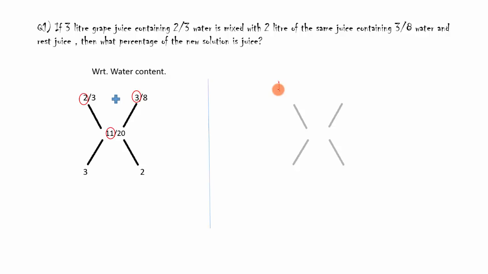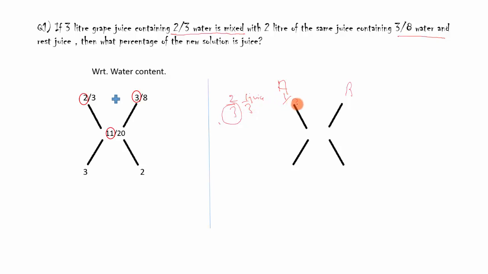So again, we will have here two mixtures, A mixture and B mixture that we are mixing. So we'll see what is the juice content in the A mixture and what is the juice content in the B mixture. Again, according to the question, the A mixture is 2 by 3 water and the B mixture is 3 by 8 water. So what would be the juice? If 2 out of 3 is water, so 1 out of 3 would be juice, right?